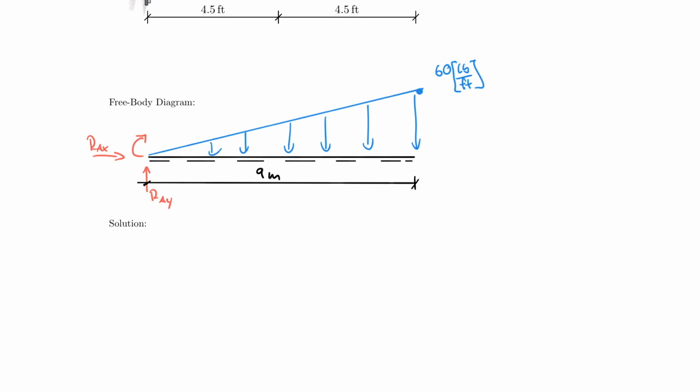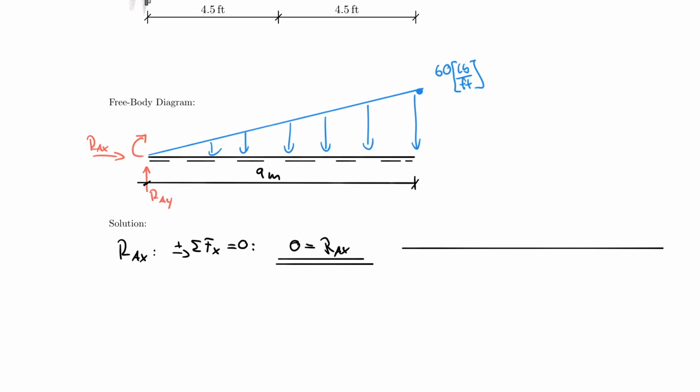And now I calculate first RAX by the sum of the forces in the x direction being equal to 0, positive to the right. 0 is equal to RAX, which happens to be a result. So I double underline it and give myself the answer arrow here. Now, RAY becomes a little bit more interesting.